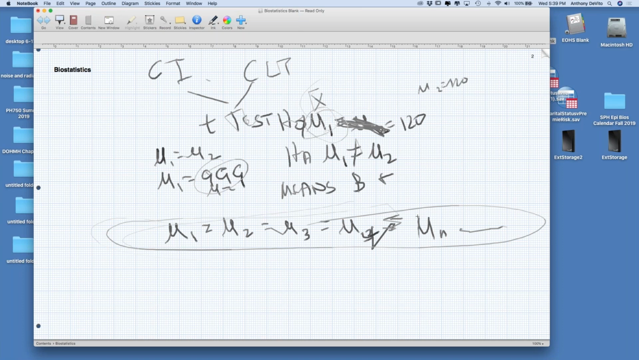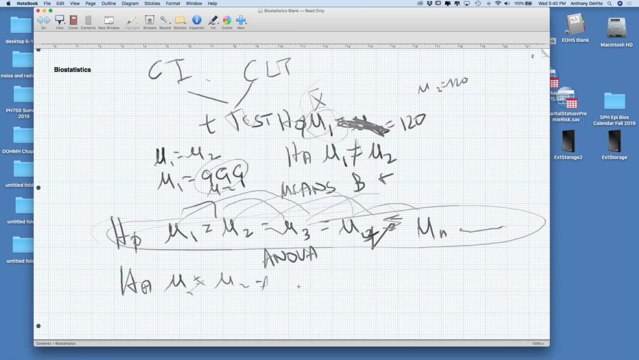Now, in order to avoid having to repeatedly do the t-test for every different comparison for all these different means, we use analysis of variance. And indeed, this is our null hypothesis for analysis of variance. Our alternative hypothesis for analysis of variance is not mu1 does not equal mu2, it does not equal mu3, is not equal to mu4, and so on and so forth. It's not that, because the ANOVA test does not compare all of that.